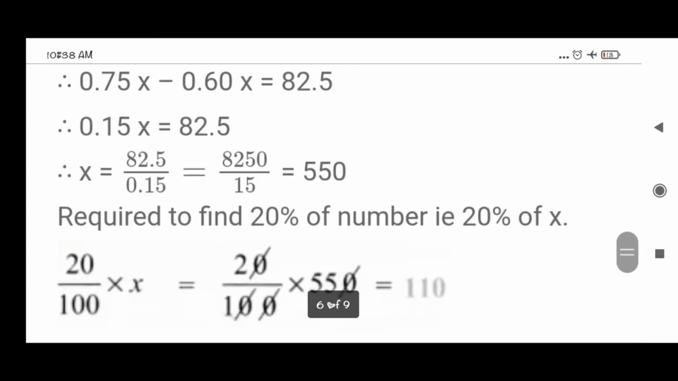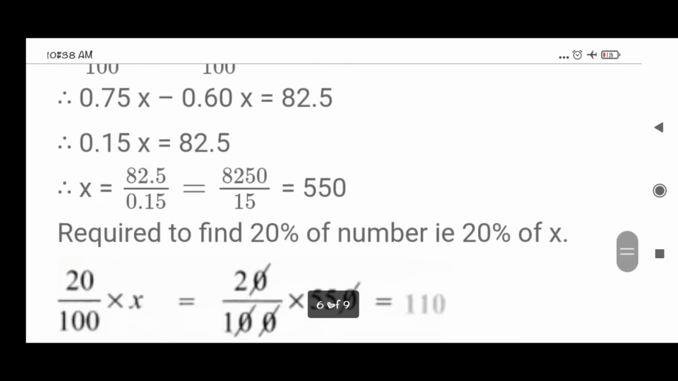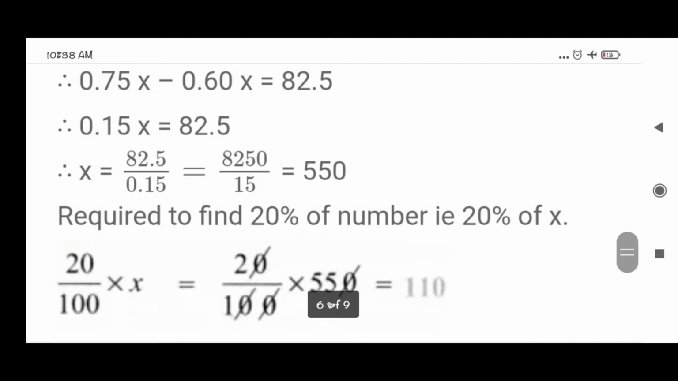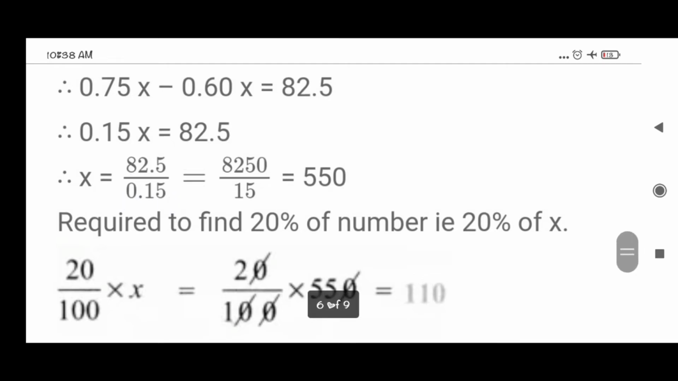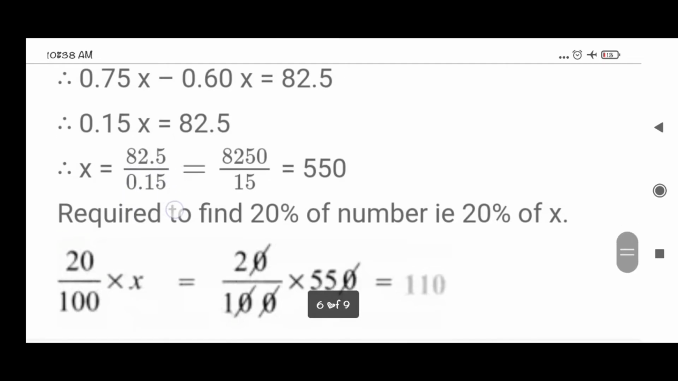Now x is equal to, we have to bring this number to the right hand side. So 0.15 to the right hand side, it's in multiplication. If it comes this side, it will become what? Division. So 82.5 divided by 0.15.